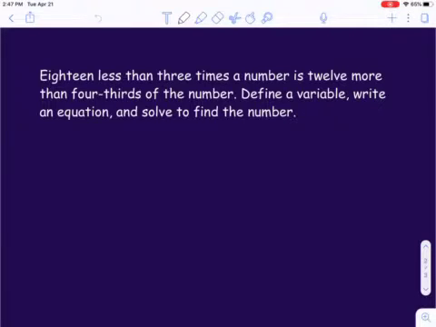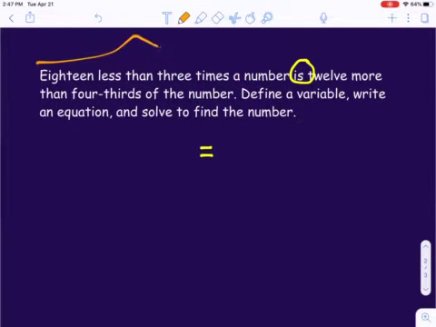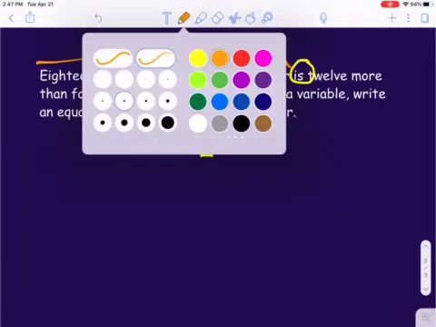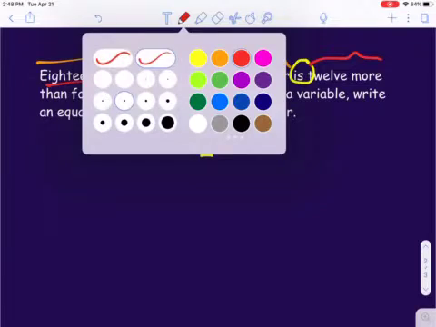So there's a lot going on here. First thing I want to figure out is where my equal sign is going to go. So I'm going to look for that "is." So think about it. 18 less than 3 times the number is 12 more than 4/3 of the number. All right, so this is my "is." I'm going to write my equal sign there. So that means this part is going to go on one side of the equation, and this 12 more than 4/3 of the number is going to go on the other side. So let's deal with the left side of the equation first.